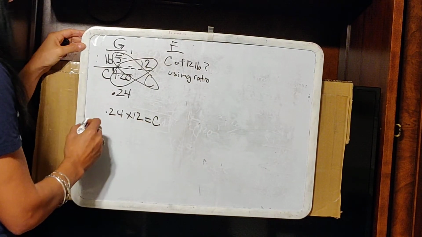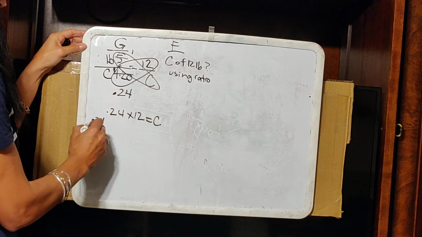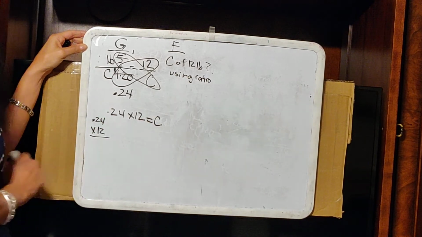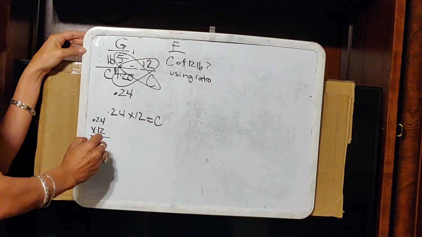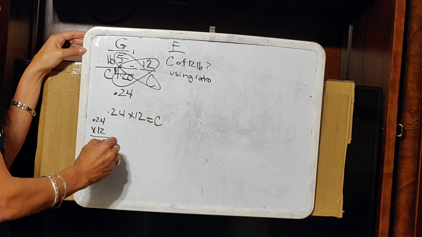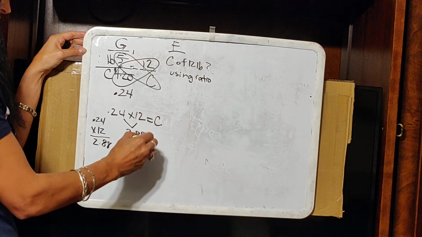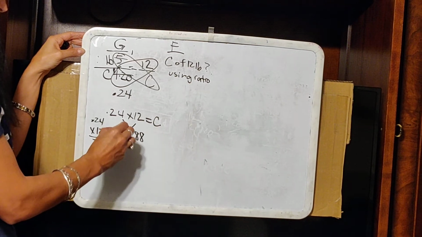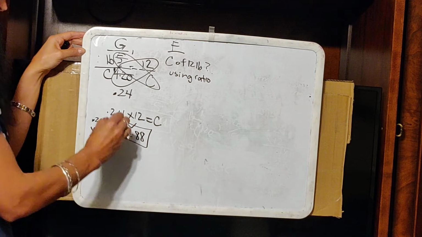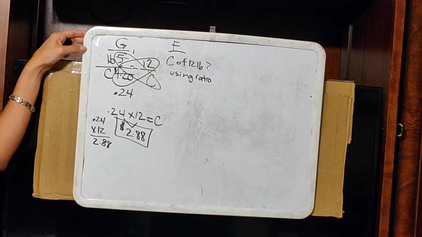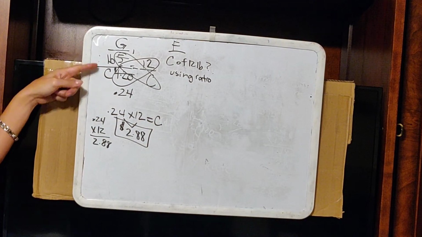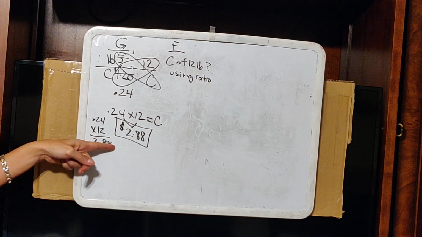But I will go ahead and multiply those two together, and I'm going to do this on the side. Now, I already did the math earlier, so I already know that it's $2.88. So for the sake of time, I'm going to just plug that in. And this is my cost, so I know it has to be in a dollar sign. I just used a proportion to solve this problem.